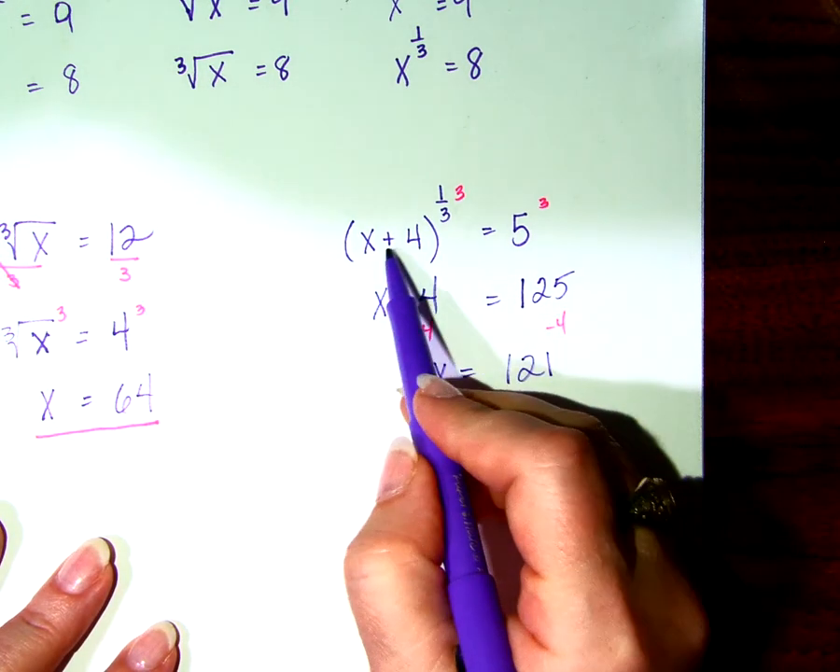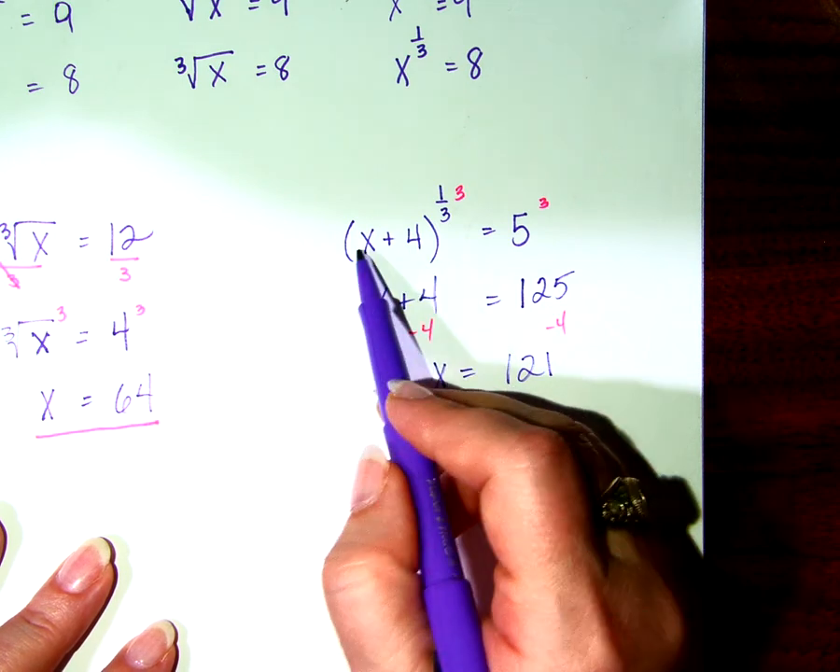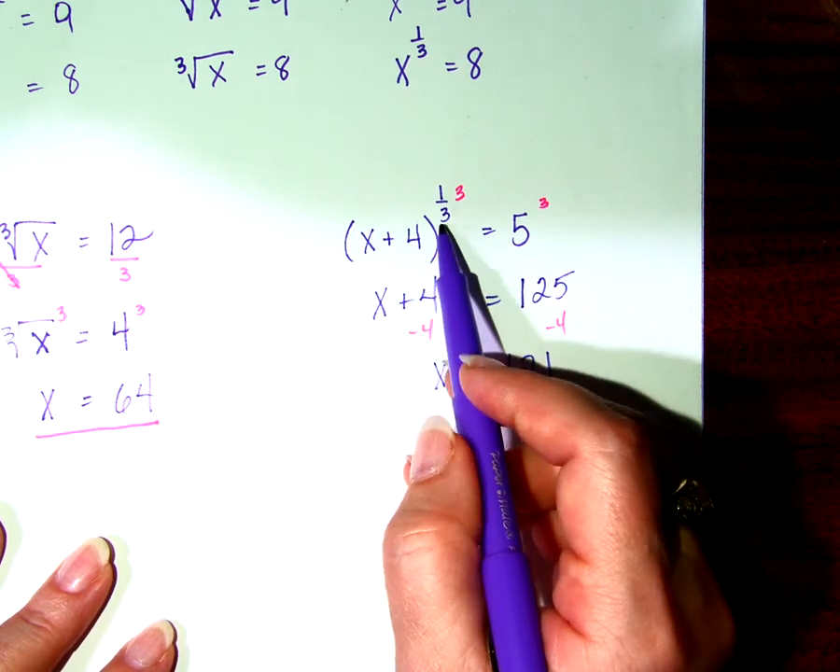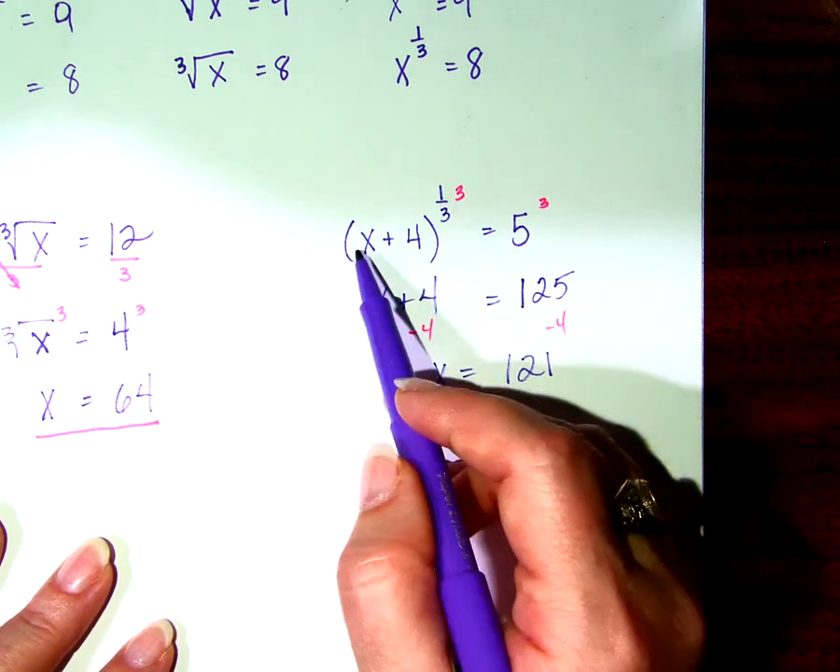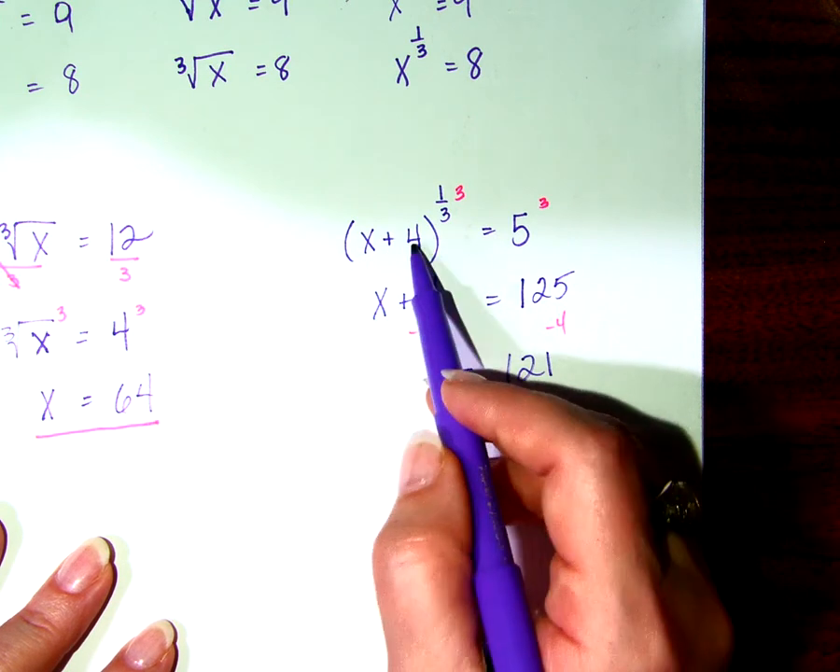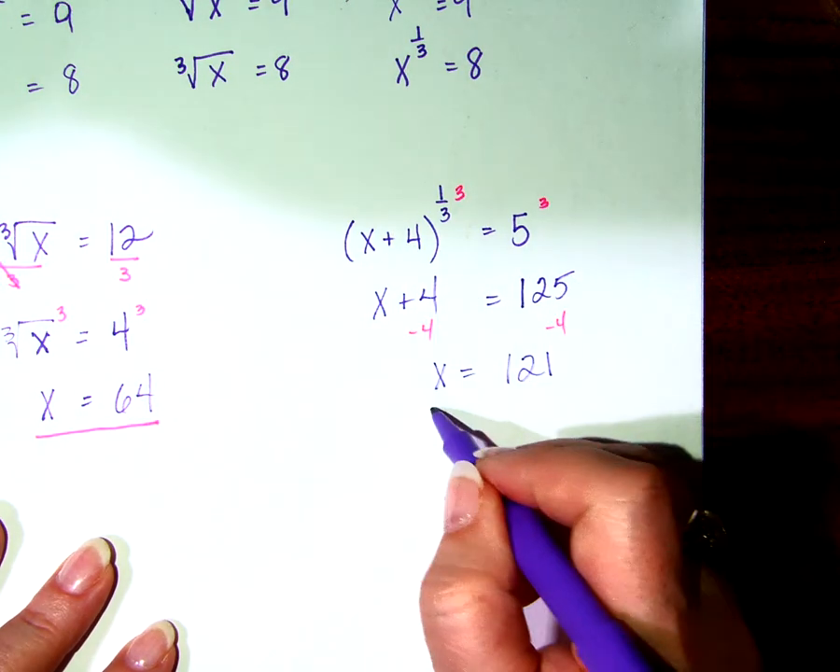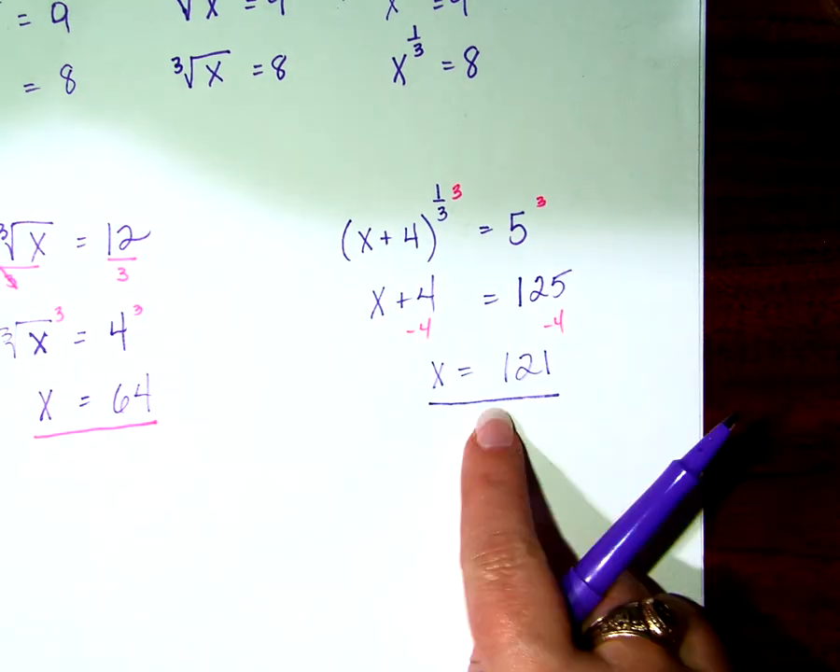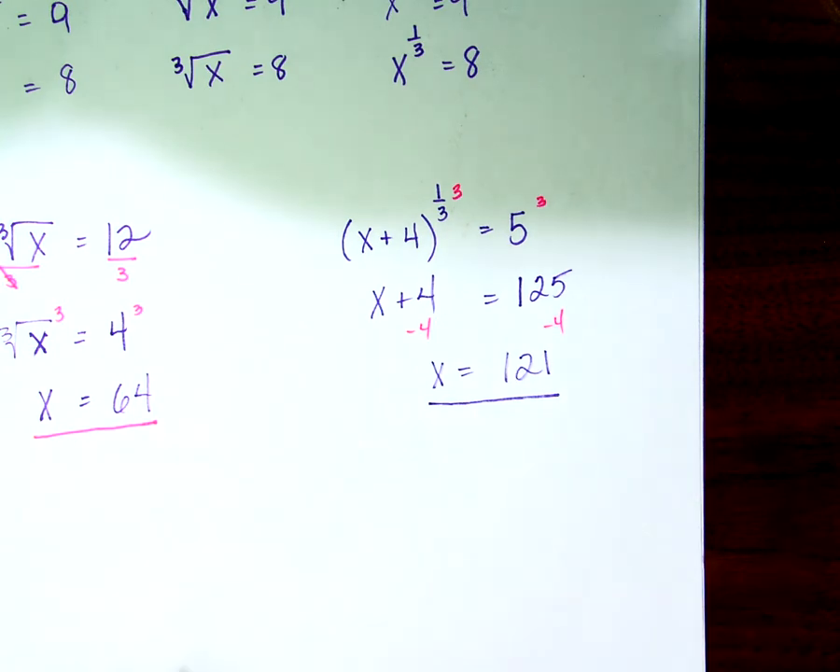Plug it in. 121 plus 4, 125. 125 to the 1/3 power, or cube root of 125? 5. Does 5 equal 5? Yeah. Then I know that's the right answer. Okay?